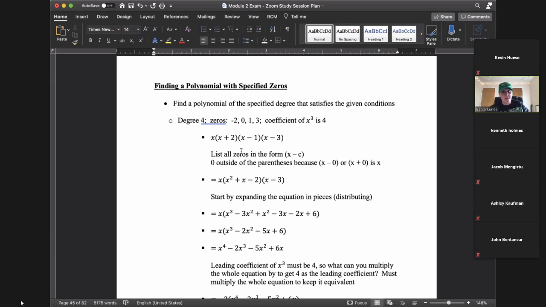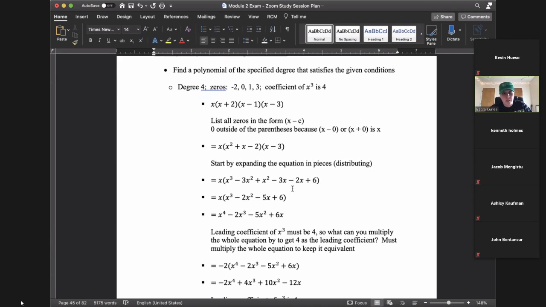So we can go ahead and write this by listing all zeros in the form x minus c. We've got x plus 2, which is this -2 here, so that's going to equal 0. And then we've got the 0 on the outside, we've got x minus 1 here, and we've got x minus 3. So we're just going to list all of those zeros in the form x minus c, and then expand the equation in pieces. The first thing we're going to do is multiply x plus 2 and x minus 1 together to give us x squared plus x minus 2.